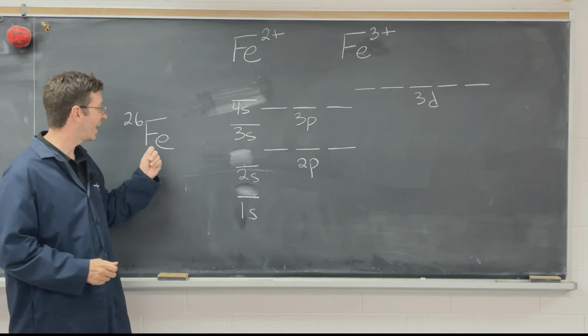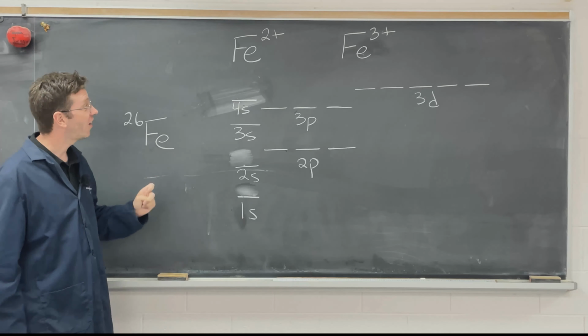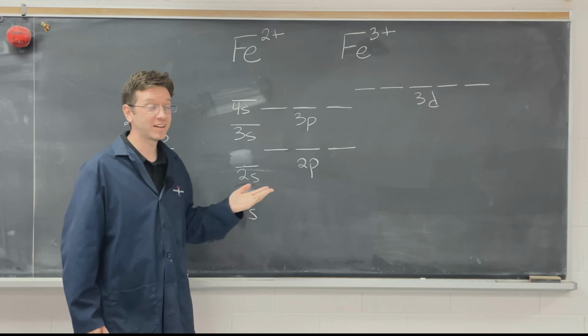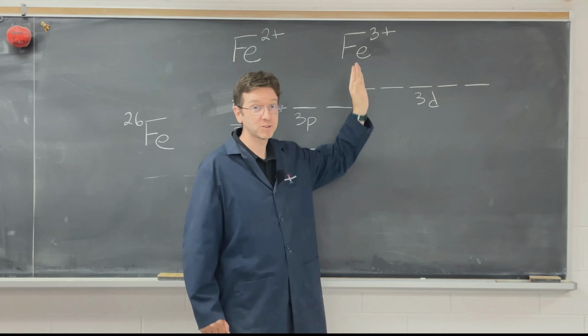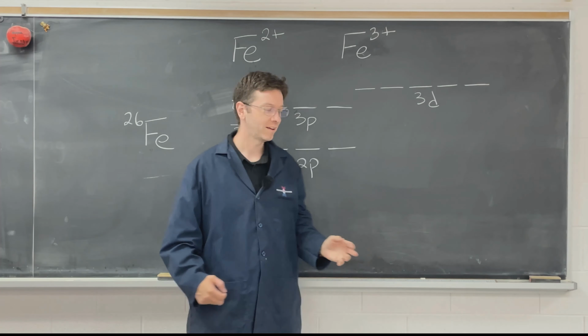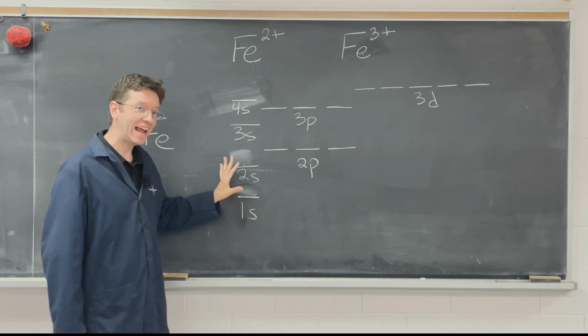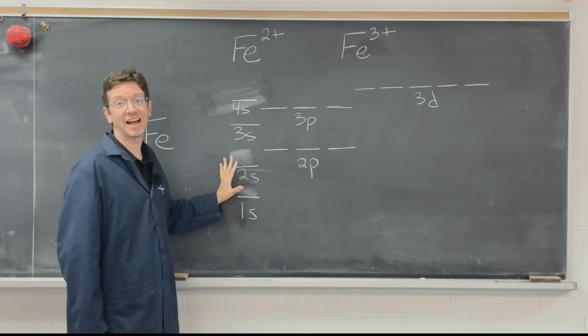So we're going to look at iron as an example. Now iron, if you check on any periodic table, you can see it can have valences of 2 plus and 3 plus. So why? We're going to use our energy level diagram to figure that out.